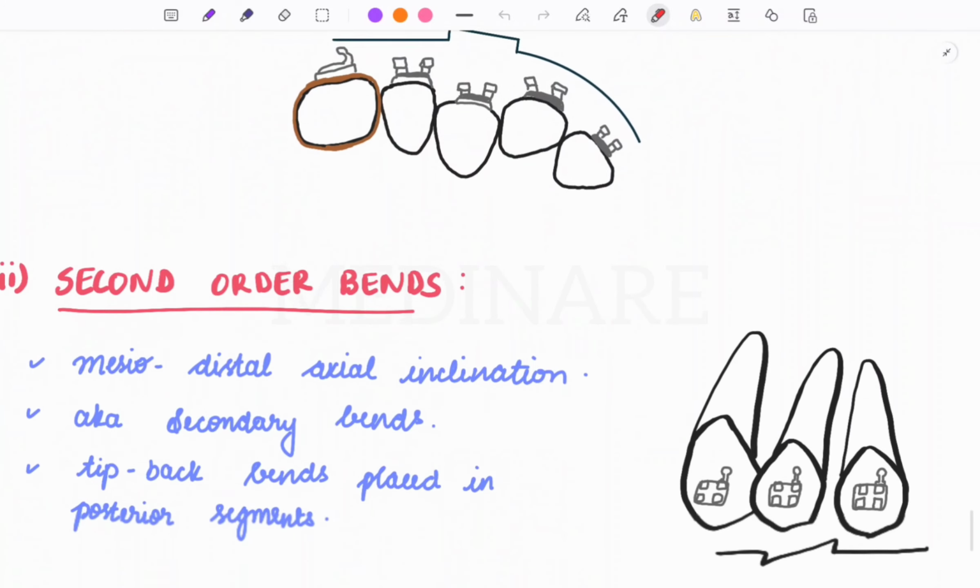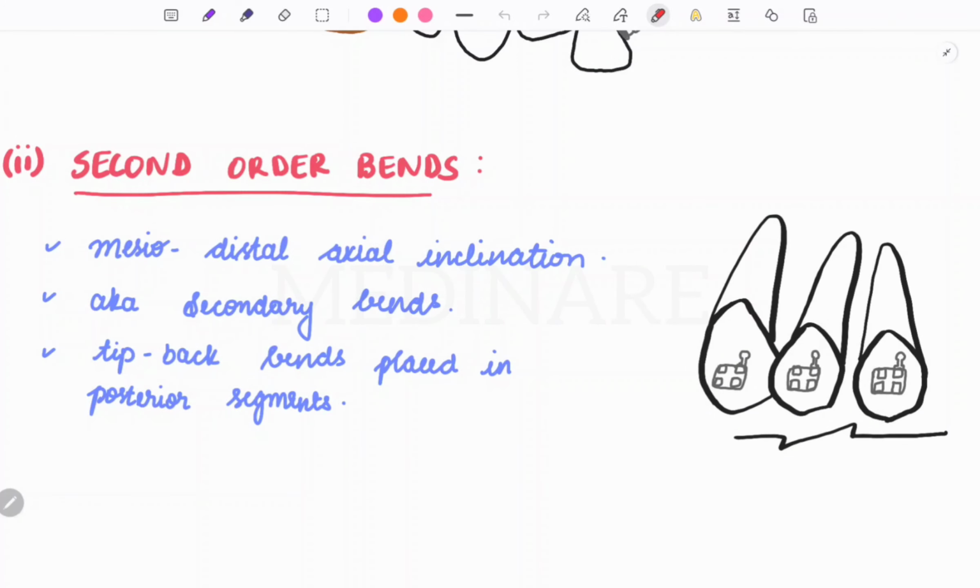Now let's move on to the second order bends. The second order bends are placed to achieve correct mesiodistal axial inclination of the teeth. They comprise tip back bends placed in the posterior segments. They are also known as secondary bends. In this diagram, you can appreciate the brackets which are placed on the labial surface of the teeth, as we discussed in the first order bend as well.